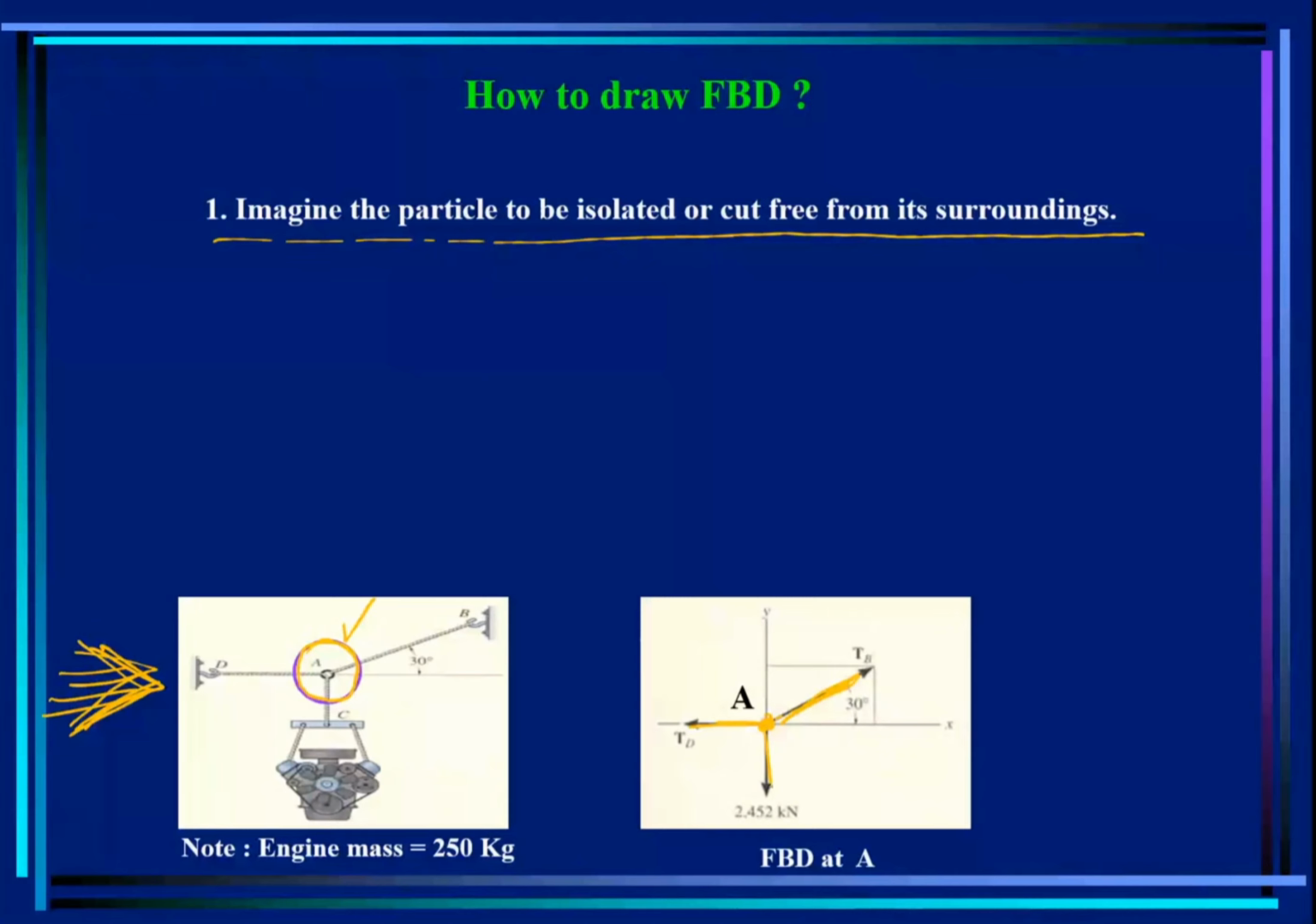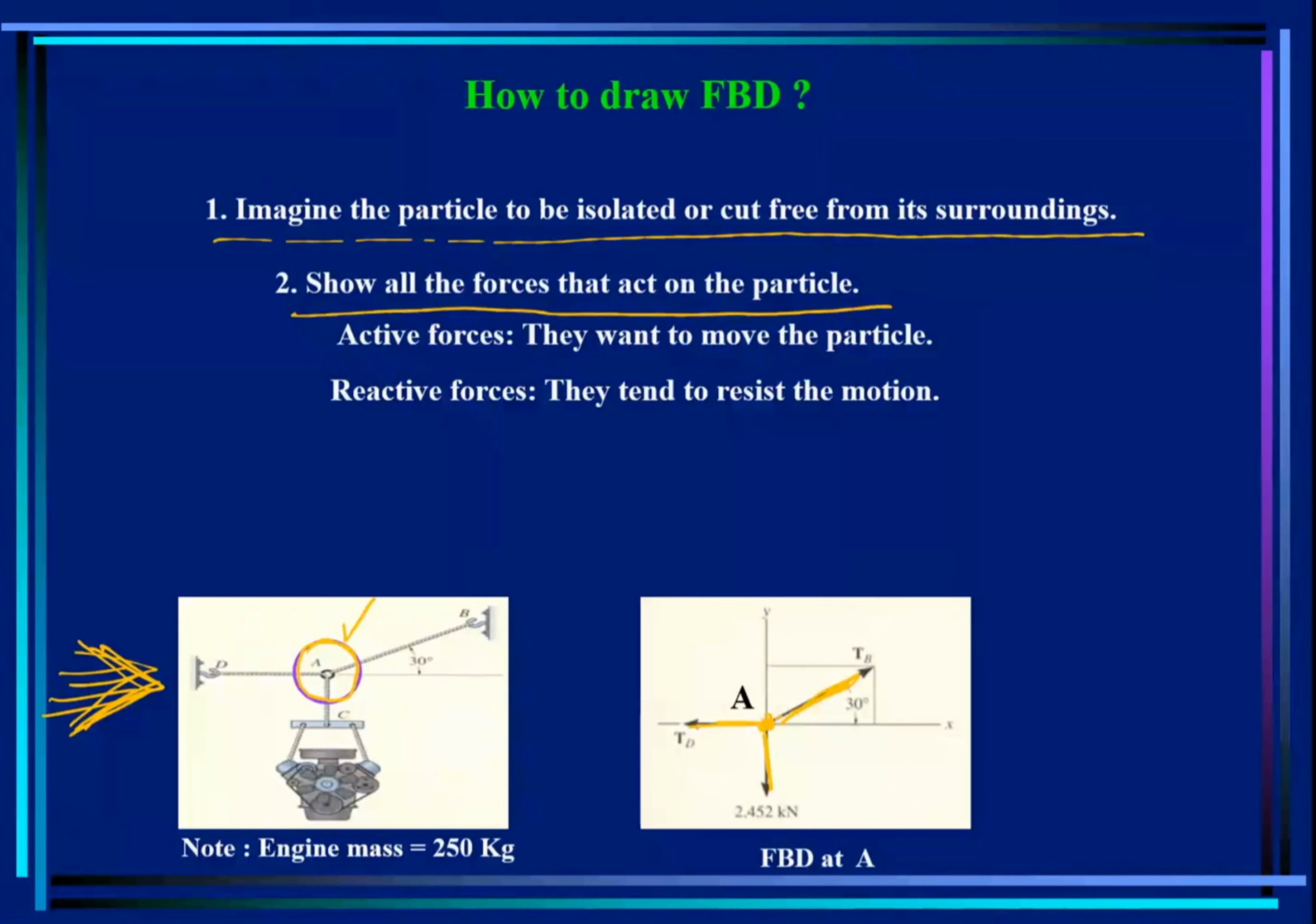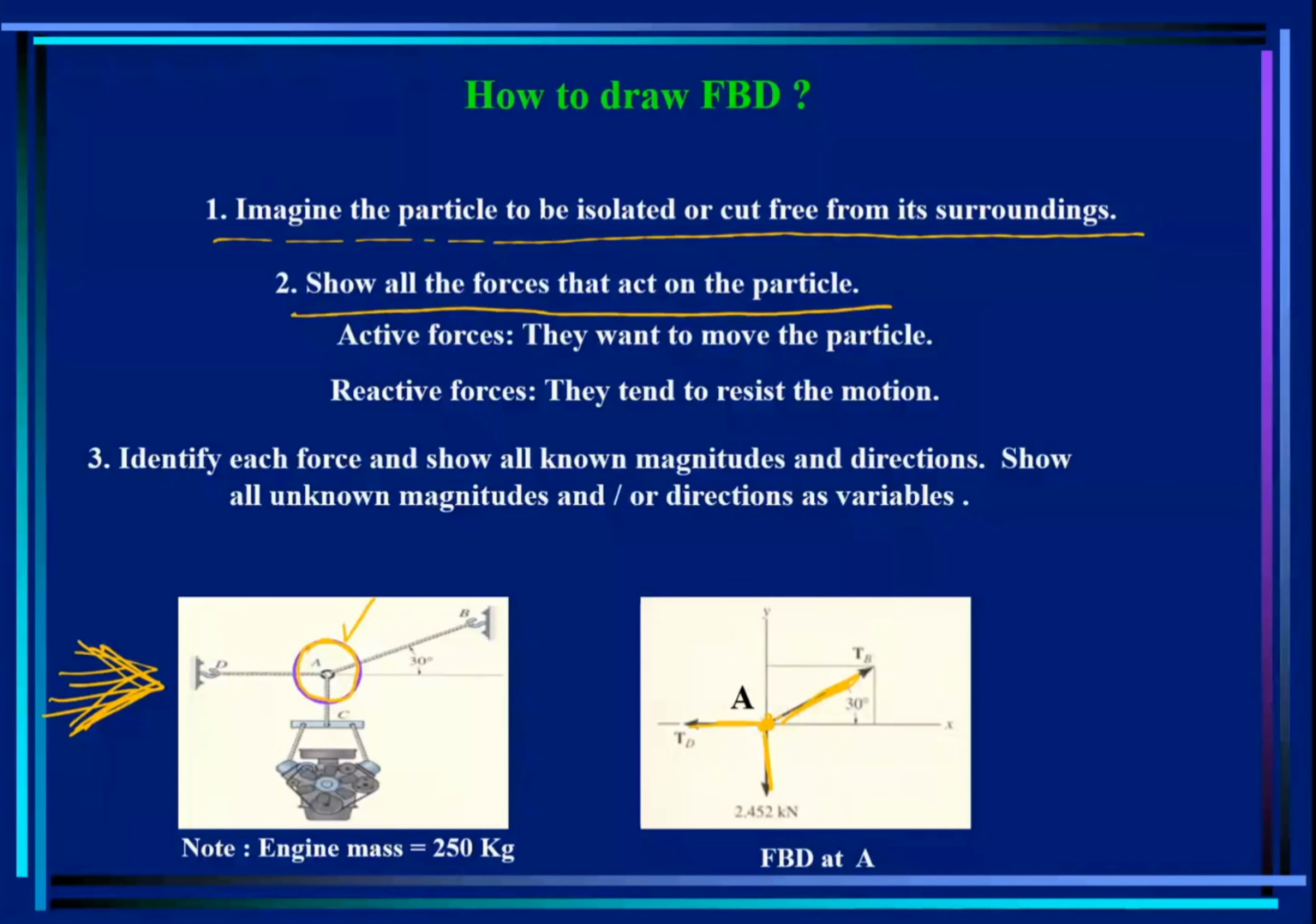So I say here, show all the forces that act on that particle. Active forces want to move the particle. Reactive forces want to resist the motion. Identify each force and show all the known magnitude and direction. Show all unknown magnitude and direction as variables. So basically, once you've got your particle and you put all the forces, then you put all the known values, like this angle given here, any magnitude given, you apply there. If there's an unknown, you don't know the force acting in this direction, you present it with a variable, and then you apply the equation of equilibrium, and then you'll be able to solve the problem.